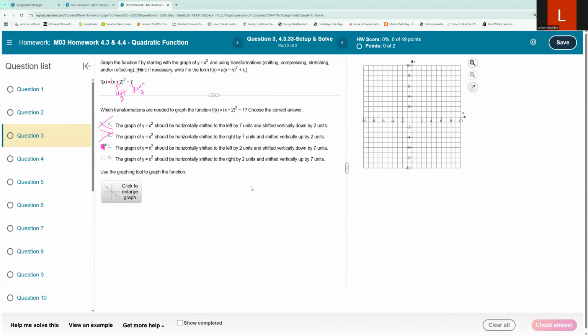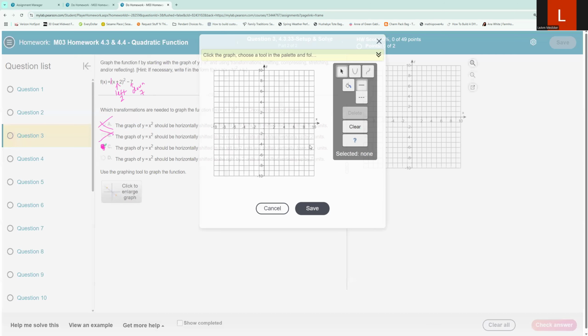Okay, now it wants me to graph it. I like to make the graph big for myself. So you need to pick this parabola tool, and let me make sure the graph is sharing. It looks like it is. Okay. You need to pick the parabola tool since we're doing the x squared shape.